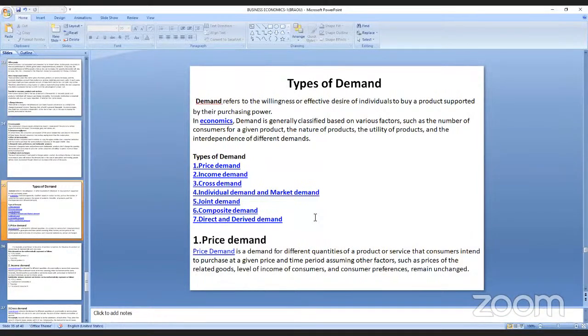The number of consumers for a given product, the nature of the product, and the utility of the product, meaning why you are using that product. The interdependence of different products, that is, the utility and the interdependence of that product, also makes the demand. So now we'll see the types of demand. In the types of demand, we have price demand, income demand, cross demand, individual demand, joint demand, composite demand, and the direct and derived demand.